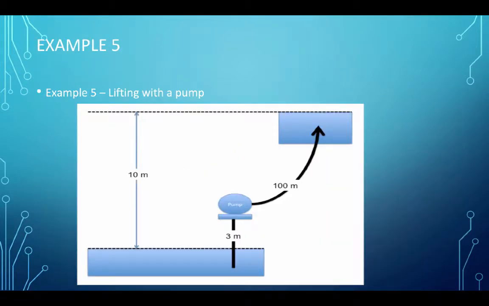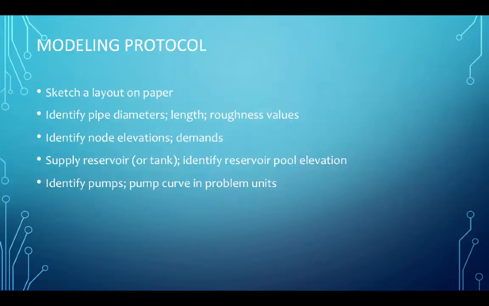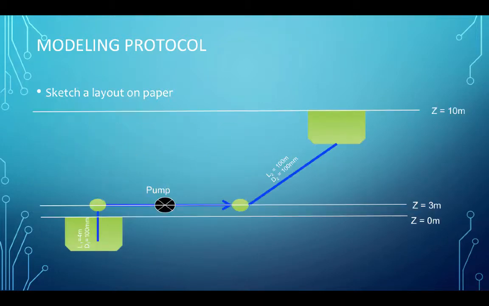To do that, we'll need the drawing, which is saved as a bitmap, and we'll get that from the class website in a minute. And we'll need this information. We'll probably have to flash back to that. And we'll follow our modeling protocol. So we want to sketch the layout on paper, identify diameters, lengths, roughness values, identify node elevations and demands, supply reservoir or tank, identify the pool elevations, and identify pumps and supply pump curves in the problem units.